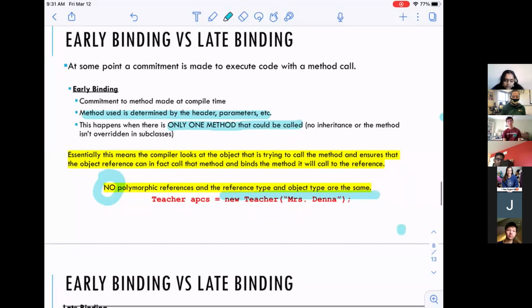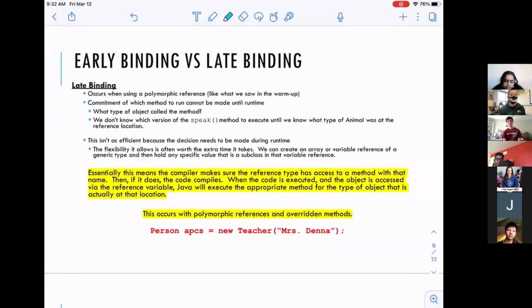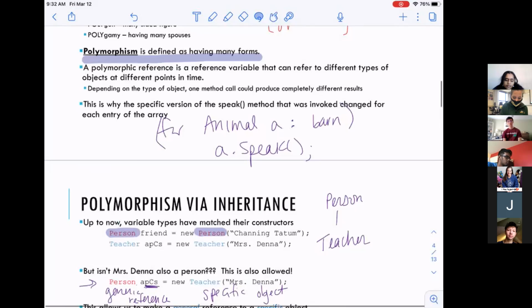Now, on the other hand, late binding occurs when we have a polymorphic reference, like what we saw in our warm-up. The commitment of which code to run cannot be made until runtime. So as the code is executing, if we think about that for-each loop that we had, let me snag that code real quick, even though I wrote it sloppily. Let me just grab that and pull that up here.